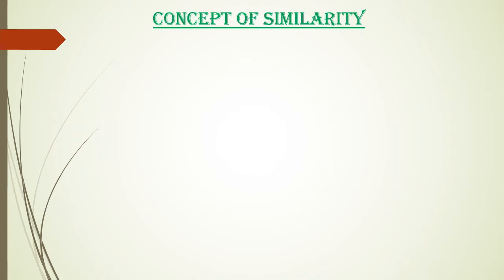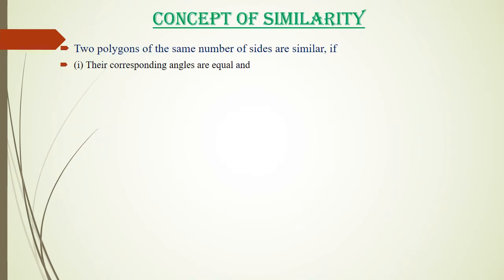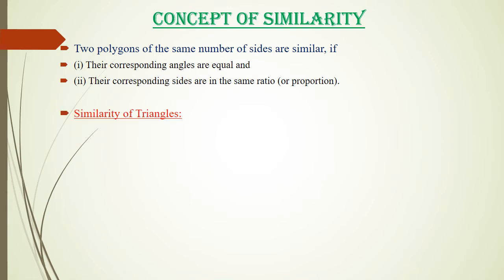Now let us dive deep into the concept of similarity. Mathematically, we can declare any two polygons as similar if their corresponding angles are equal and their corresponding sides are going to be in the same ratio. When these two conditions are fulfilled, only then we can declare any two polygons of the same number of sides as similar. Let us understand how similarity of triangles is considered.